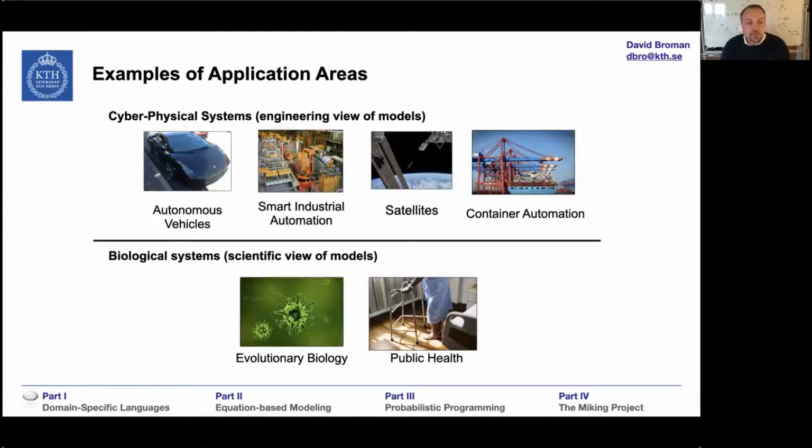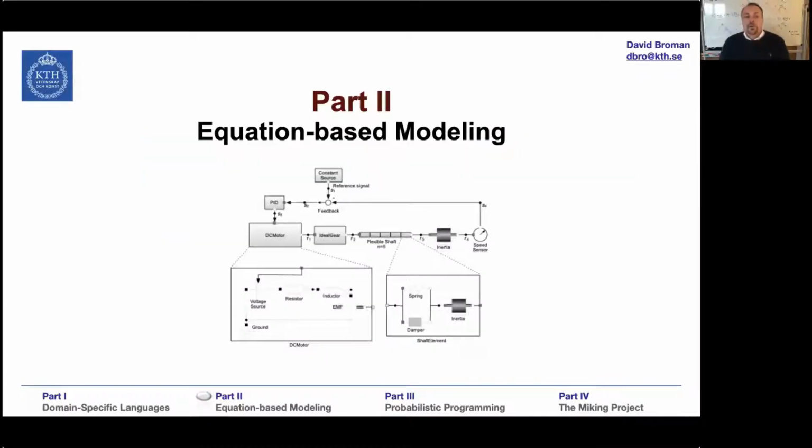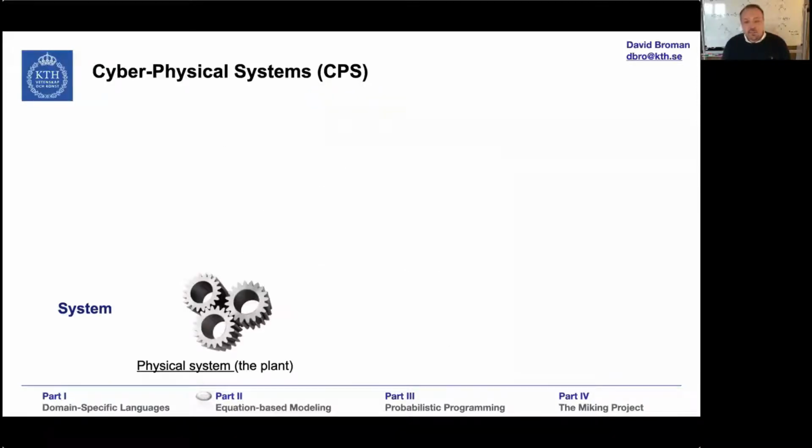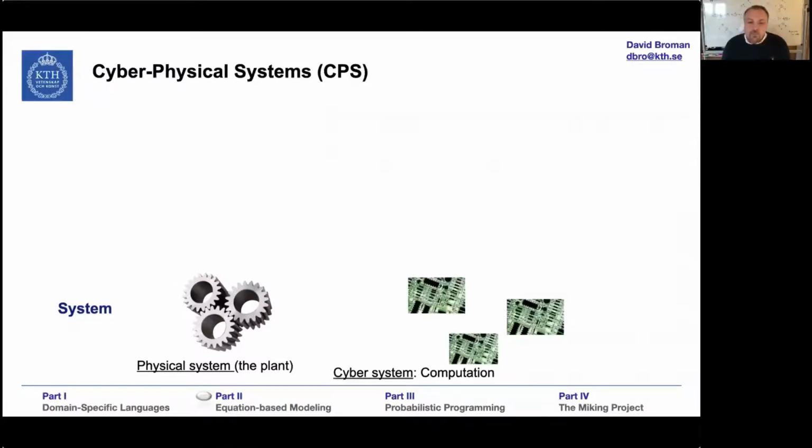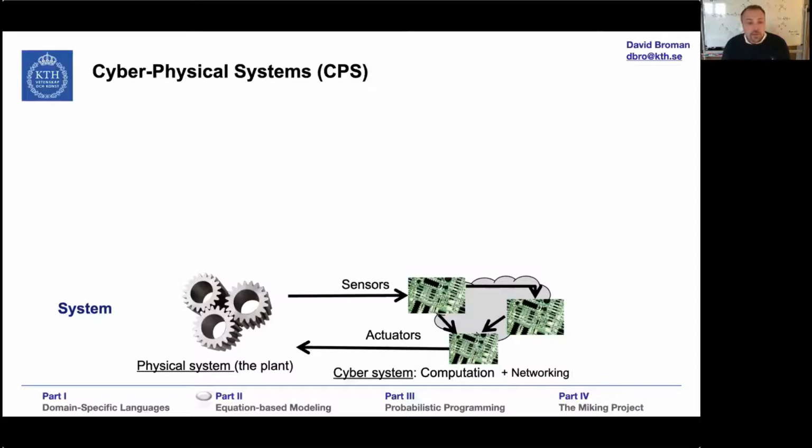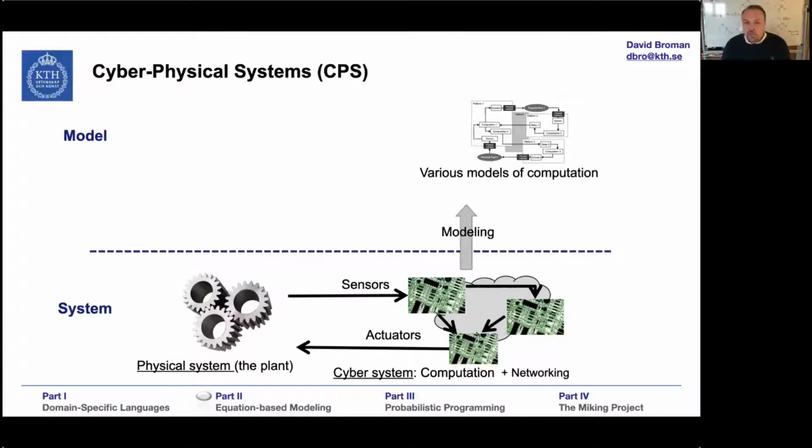So let's jump into part two, which is more on the equation-based and cyber-physical part. A CPS, if you look at the system, what is that? Well, it's a physical system, and then you have some cyber part, the computational part, typically connected in a network. You have sensors and you have actuators. And then you can create models of these systems. But there are different kinds of models. On the cyber part, the computation part, you have various models of computation, could be process networks or finite state machines and so forth.